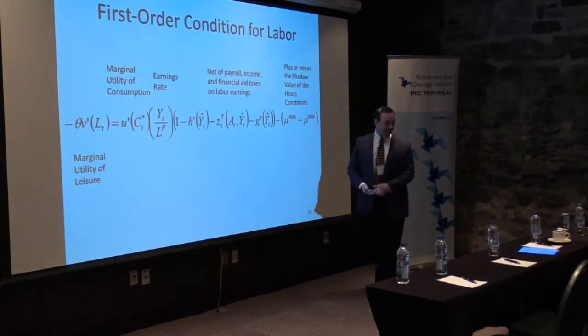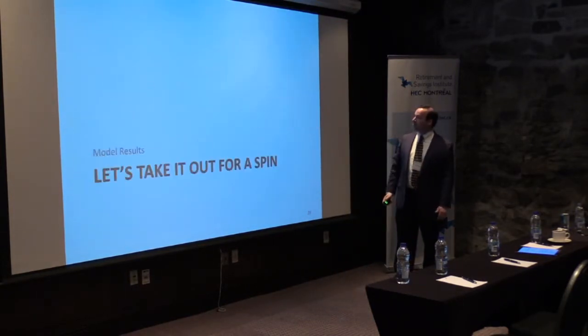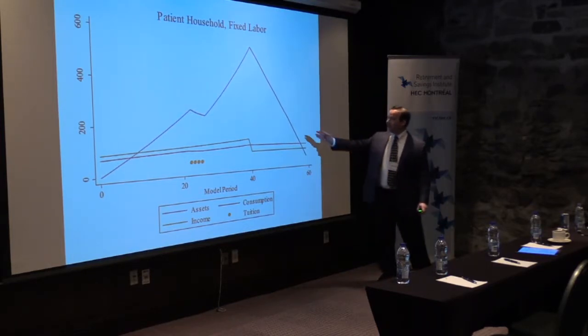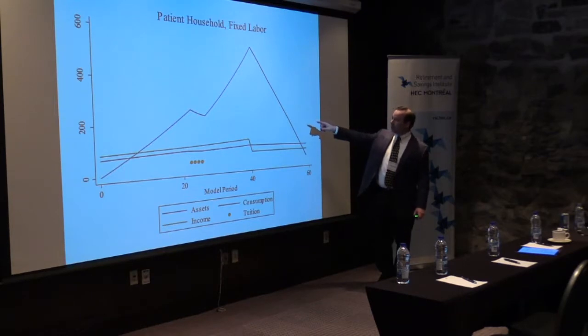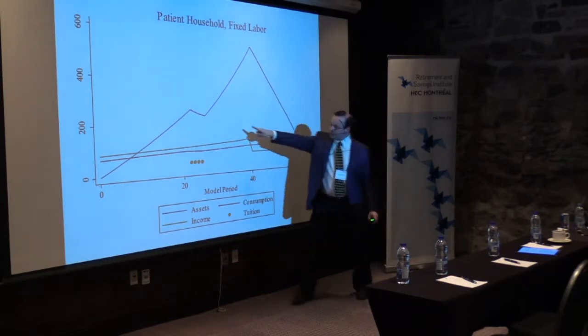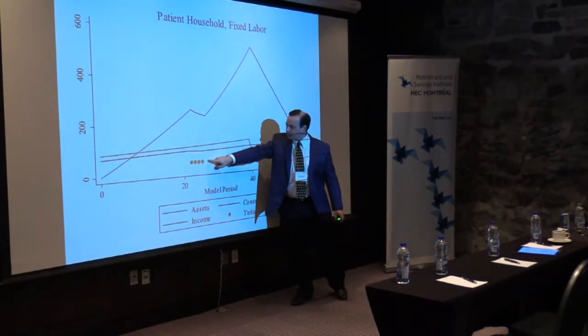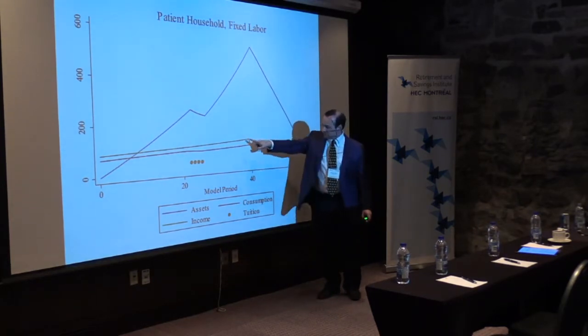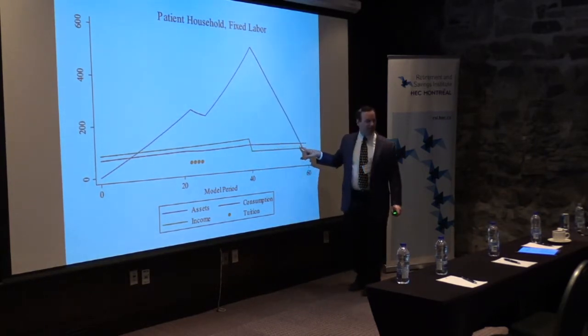Okay, so now it has been collapsed into language we all work with. Okay, and so I'm showing in this graph just the life cycle profile for a household that is parameterized to be patient and cannot alter its labor supply. This is assets. You see the spend down while the student is in college. You see smooth consumption relative to income that grows and then falls at retirement.